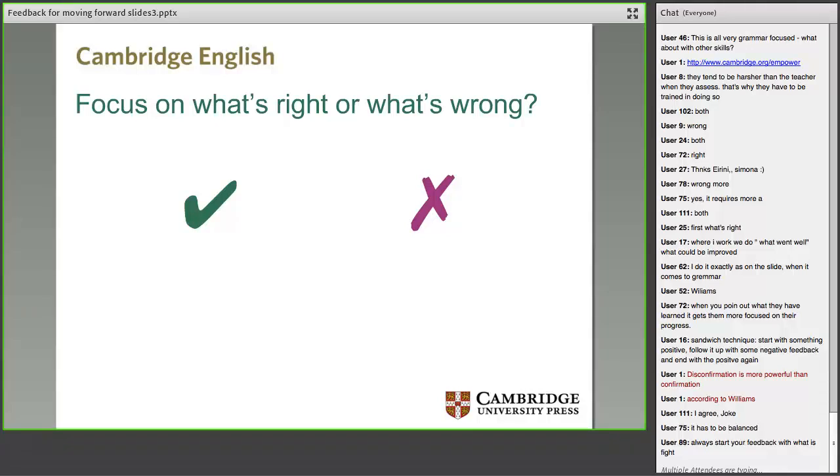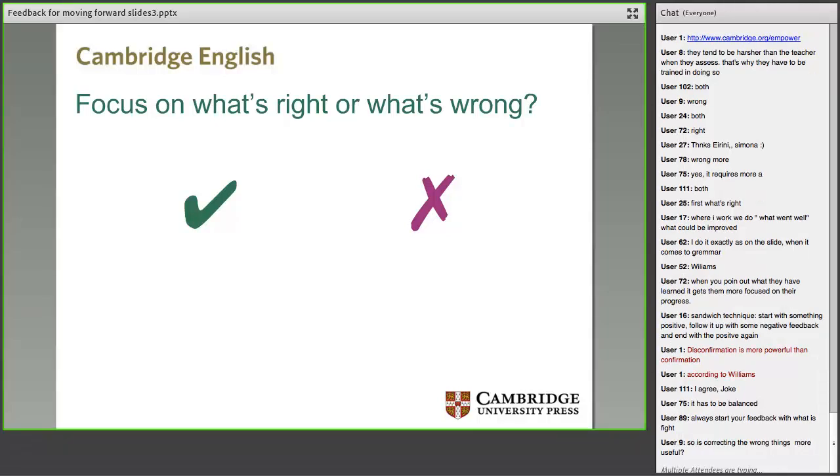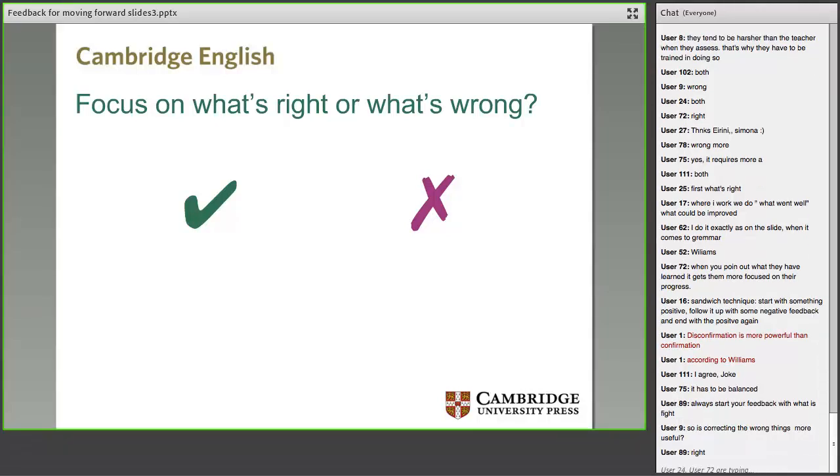Another question that this throws up is, how do we correct wrong answers? How do we respond to wrong answers? Do you, with your students, if they give the wrong answer, do you ever say no to them? Or do you do something else?